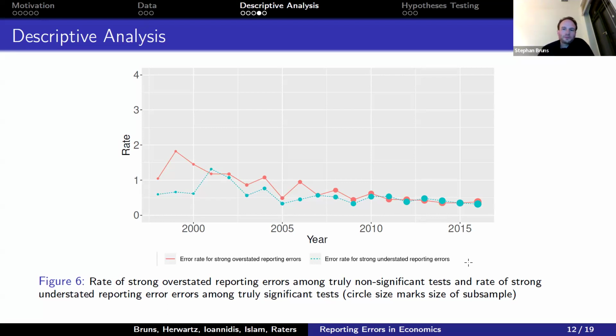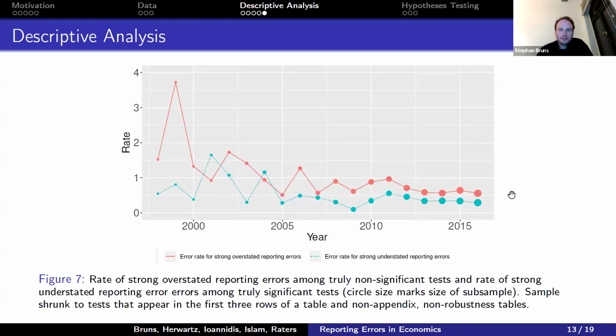So what we do is we think about the understated reporting errors as a benchmark for random errors or honest mistakes, and compare this to the overstated reporting errors. And we can see over time that this is not much different. This is for all tests. When we look at the main tests, we can see that indeed the overstated reporting errors exceed the understated reporting errors. So we interpret this as an indication for a systematic bias in favor of significant results.